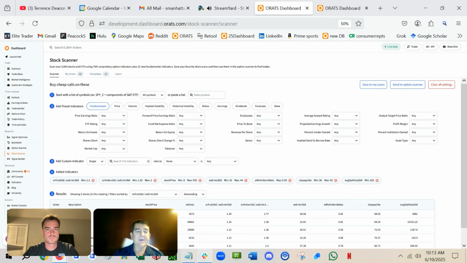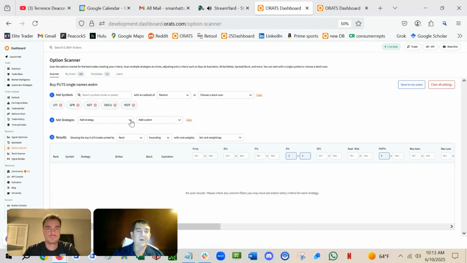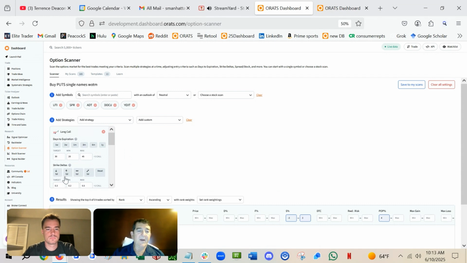So you could set up these stock scans and then have the stock scans send these to the option scanner. Now I have this list of stocks, and I could come up with a strategy to buy cheap calls on these types of names. I could go out of the money, down on the delta. So these are out of the money calls that we're trying to buy on these types of names, and that's one way to do it.